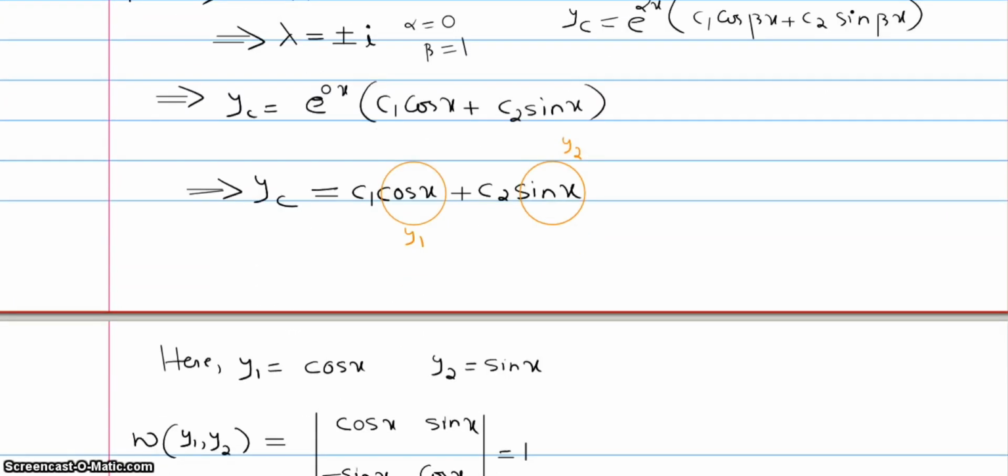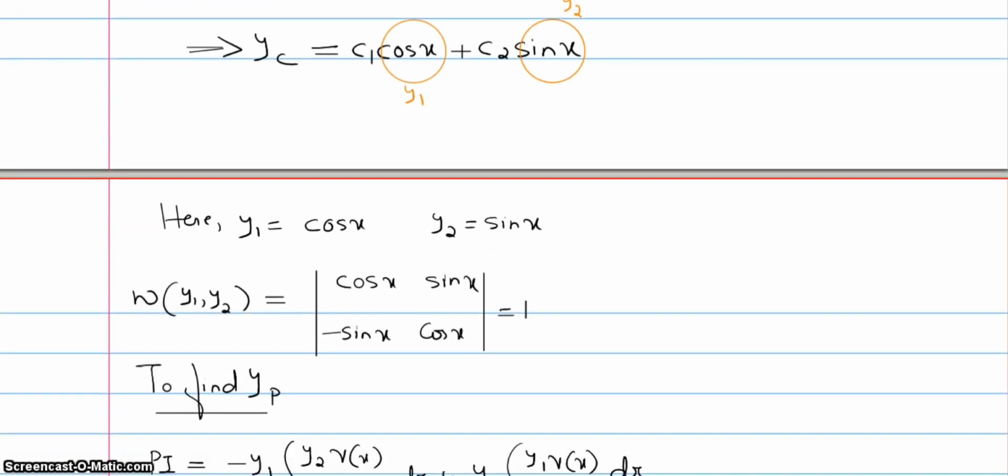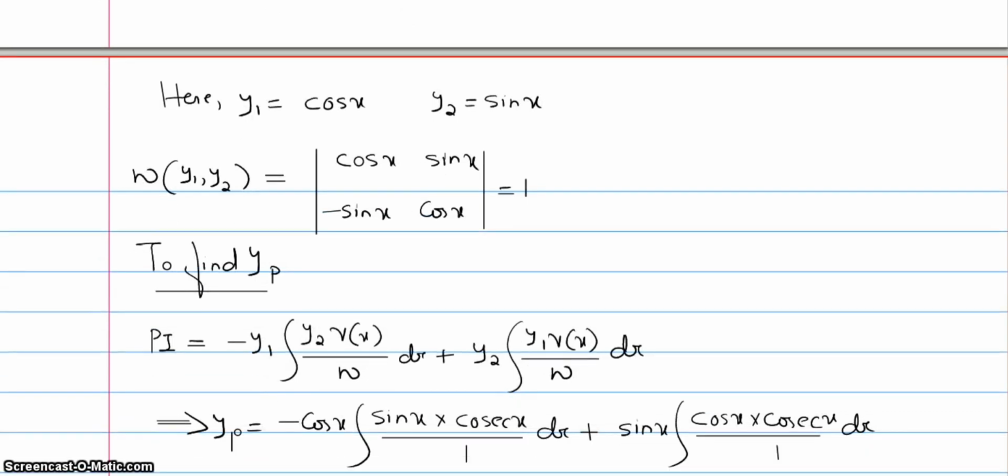Then find the Wronskian of y1 and y2 using the determinant expansion. The first row is the values of y1 and y2, cos x and sin x. The second row is their derivatives, minus sin x and cos x. Using the determinant expansion we get cos² x + sin² x, the value is 1. So the Wronskian here is 1.